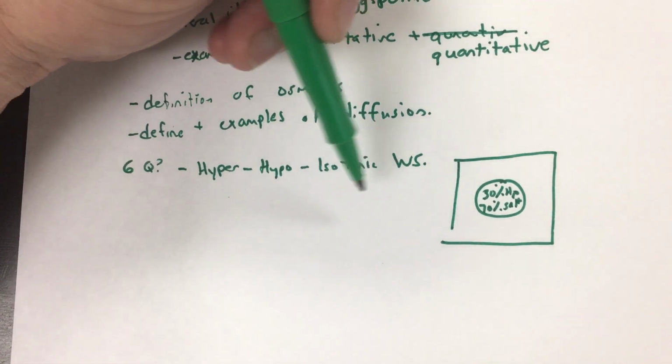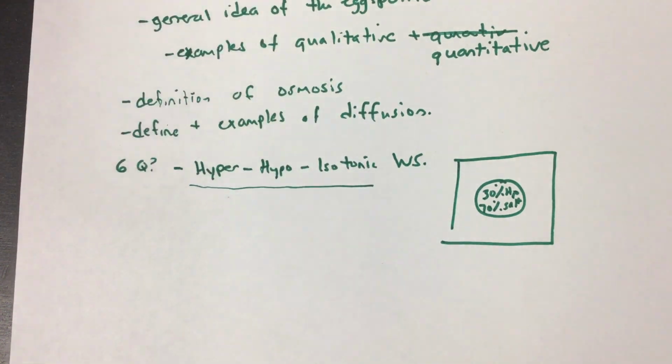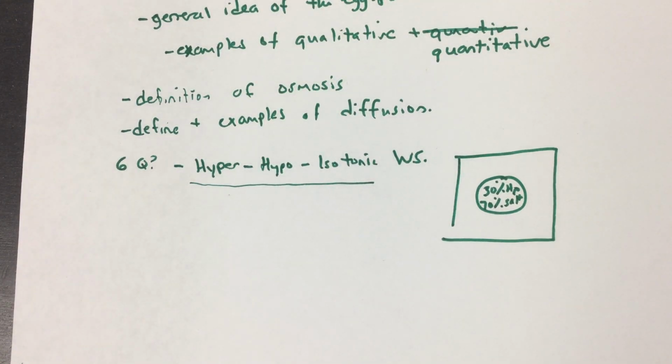Speaking of them, you need to know hyper, hypo, and isotonic. Like if it shrinks, which is it? If it grows, which is it? If it stays the same, which is it? Hypo, hippo, bigger. Hyper: coffee makes me hyper and stunts my growth. Iso, isosceles triangle, 2 sides the same.